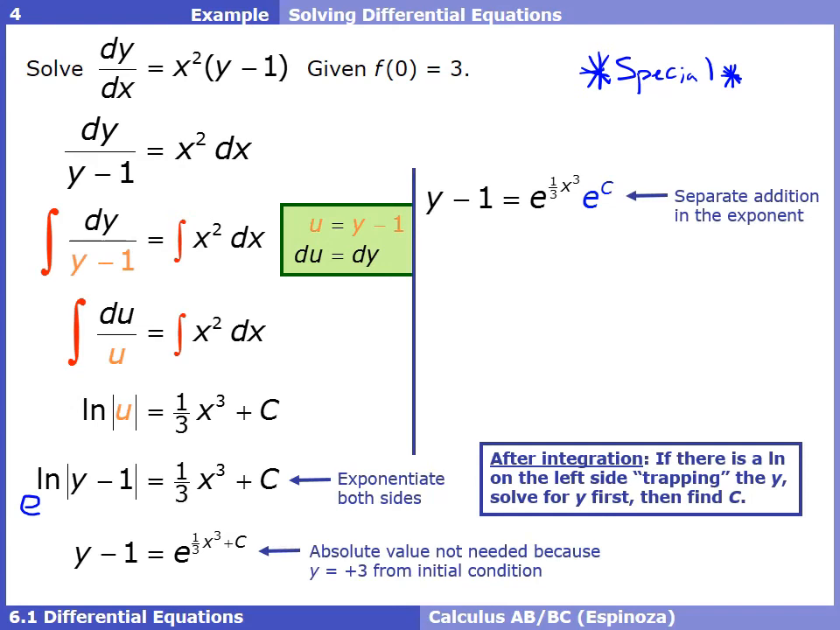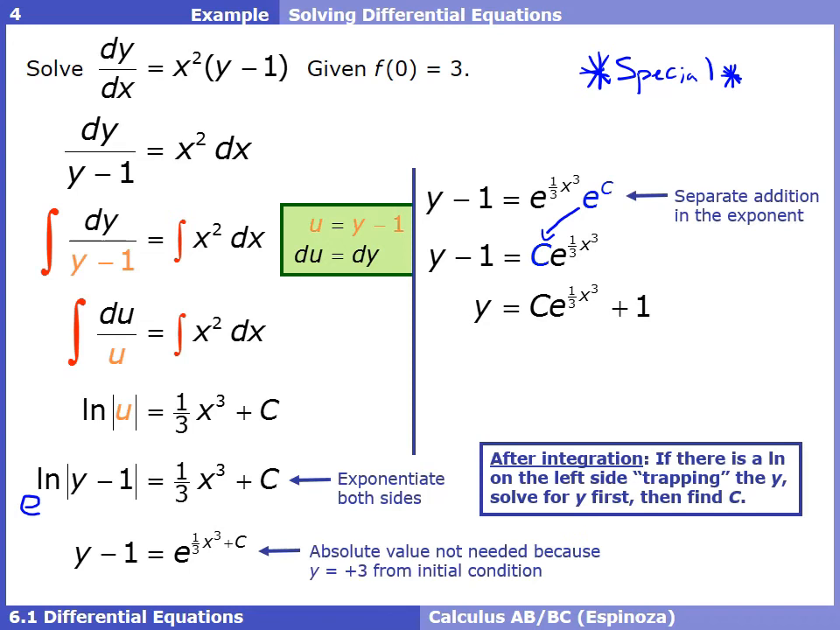And the reason we want to separate it is for this reason. E is just a number. If we raise that number to a constant, which is just another number, we end up with another constant. So the good news is we can call e to the c just c. And that makes this much easier to deal with, because now we can just add that 1 to the other side, and that is our general solution.